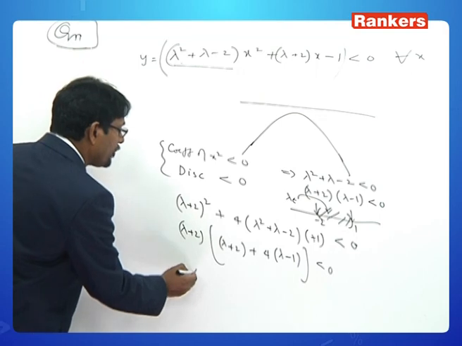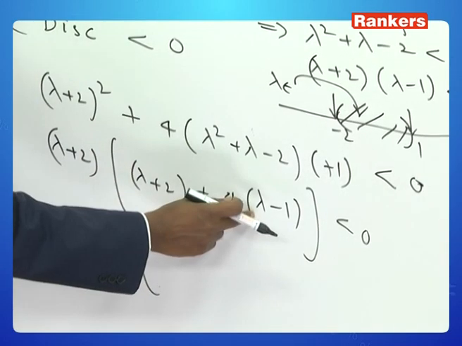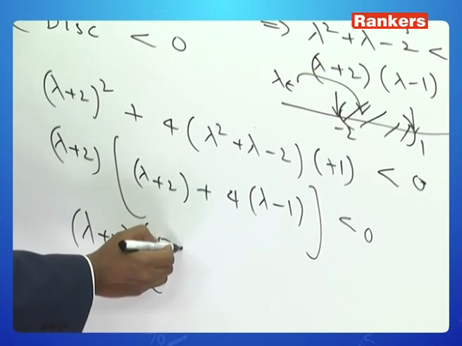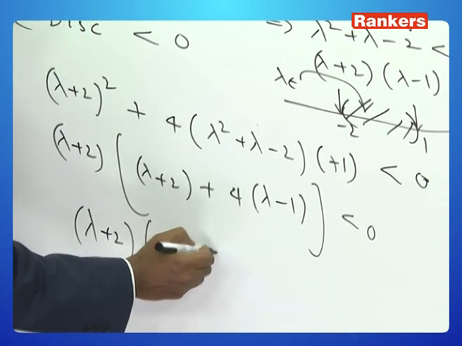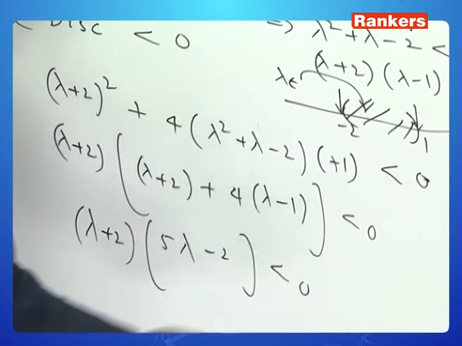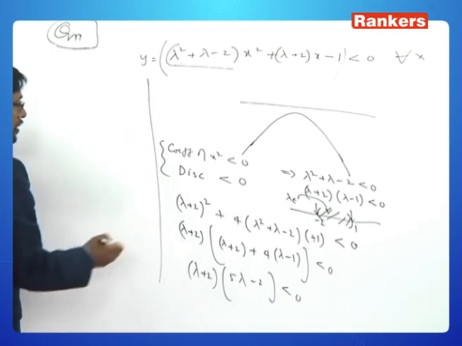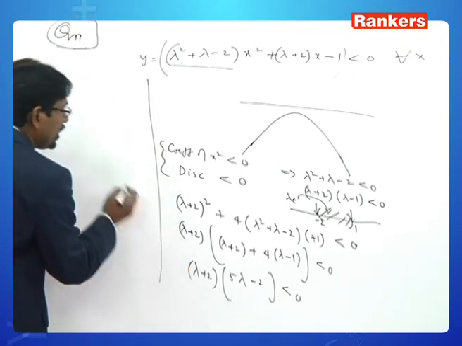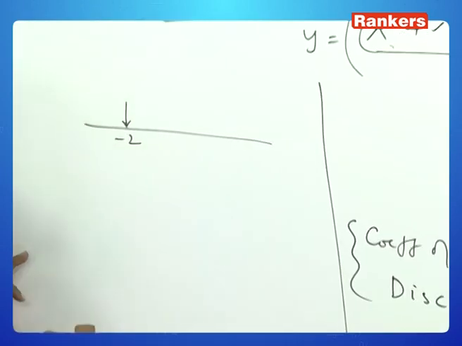So that gives me lambda plus 2 into, what about this? 4 lambda plus lambda, 5 lambda and minus 2 there. That should be less than 0. Okay, from here we observe that when is this going to happen? When lambda lies between minus 2 and 2 by 5.